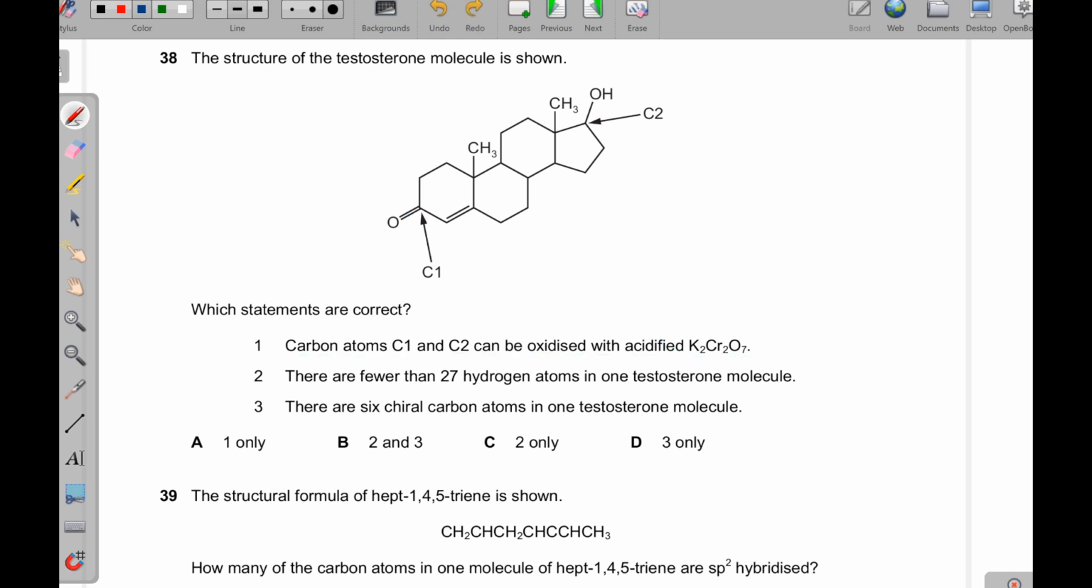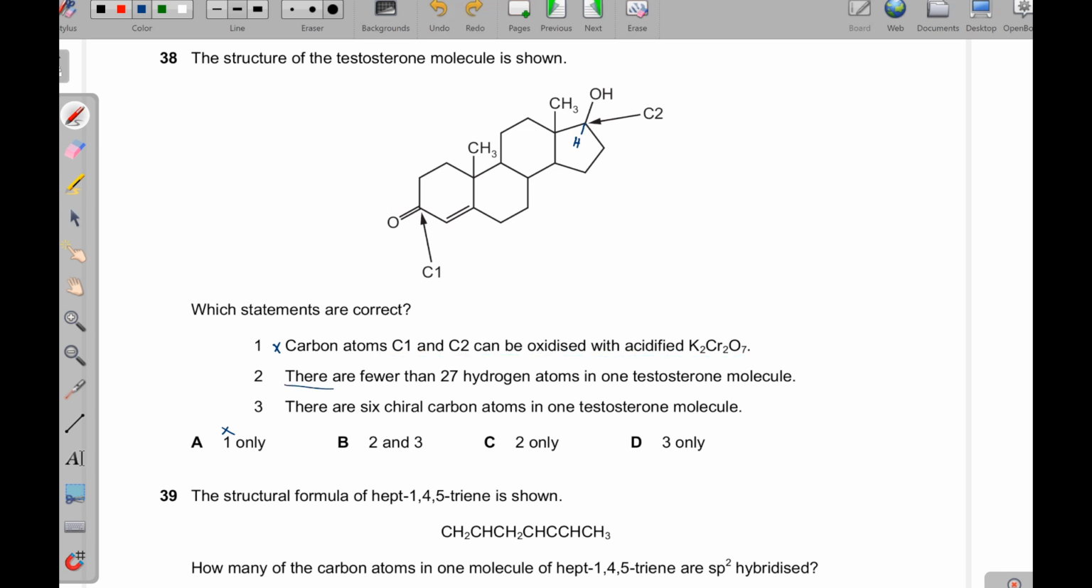It cannot be oxidized any further. Okay, so that disqualifies 1. So wherever there is 1, I'm just going to disqualify. So A is off. This one here is a secondary alcohol. There is a hydrogen here, so this one can be oxidized to now a ketone. So oxidation can happen here, but not here. And they said these two can be oxidized. So that one is off.